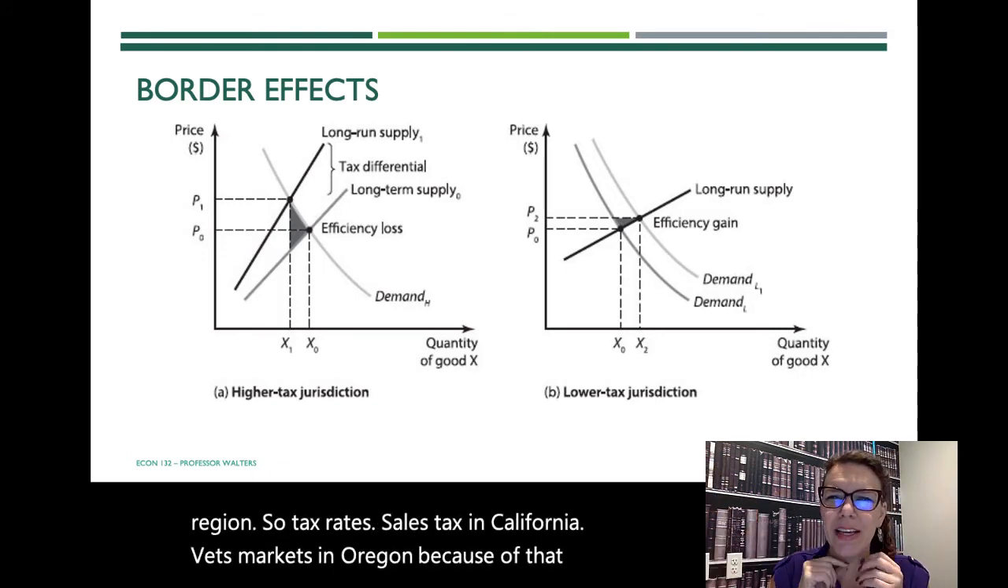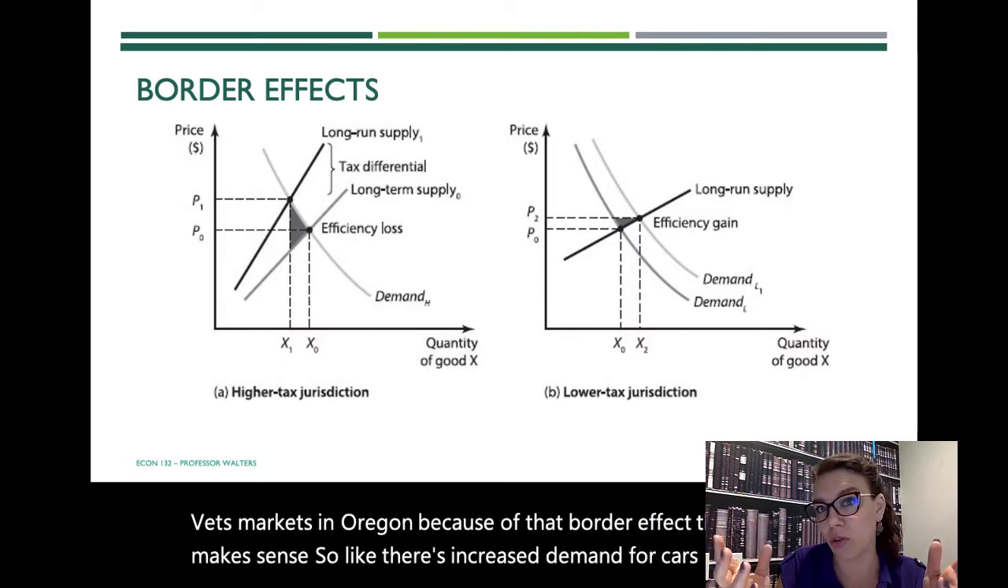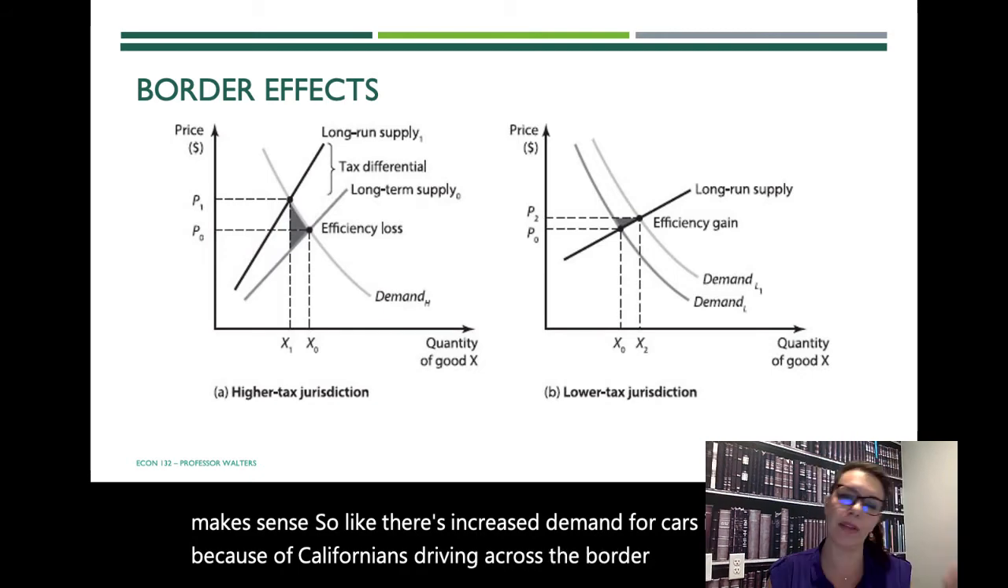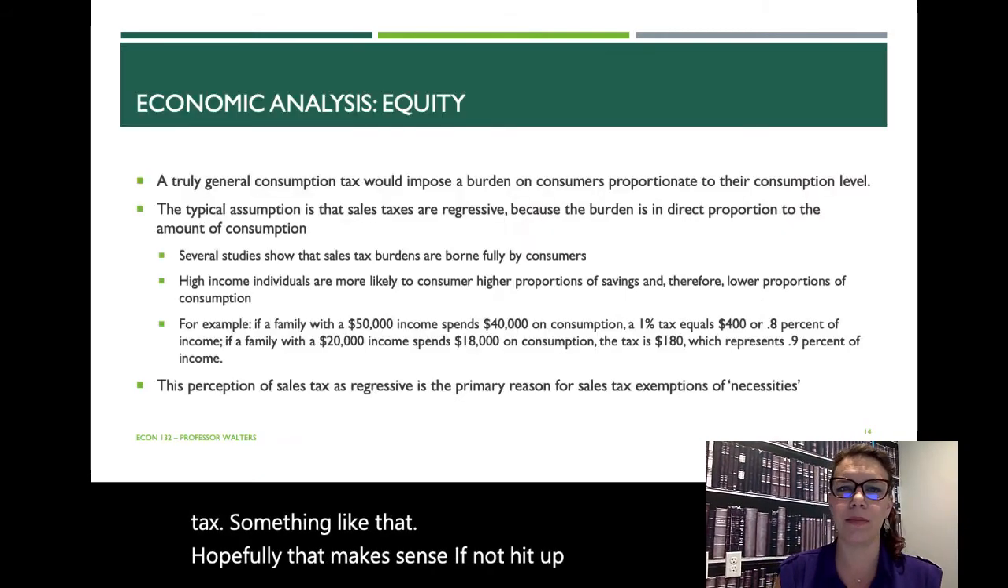Does that kind of make sense? So like there's increased demand for cars in Oregon because of Californians driving across the border to avoid sales tax. Something like that. Hopefully that makes sense. If not, hit up the discussion thread and let me know.